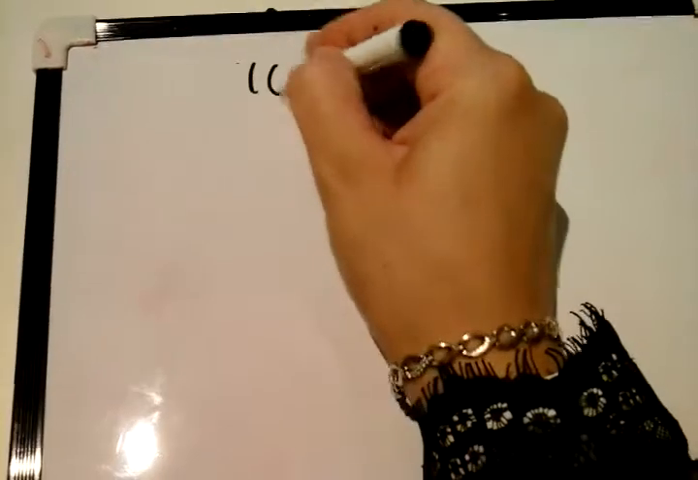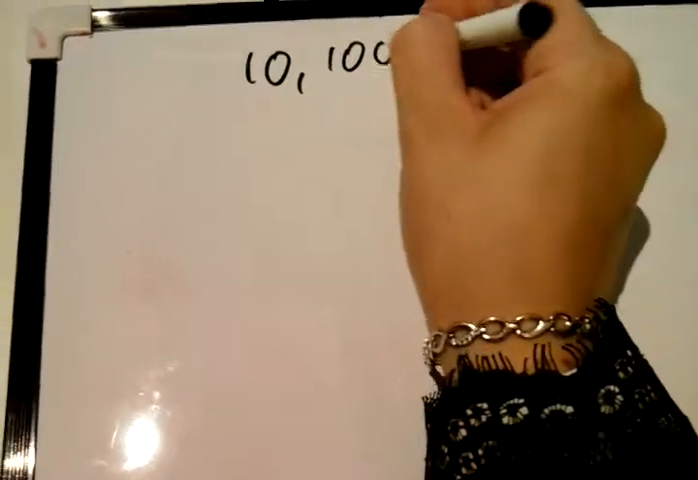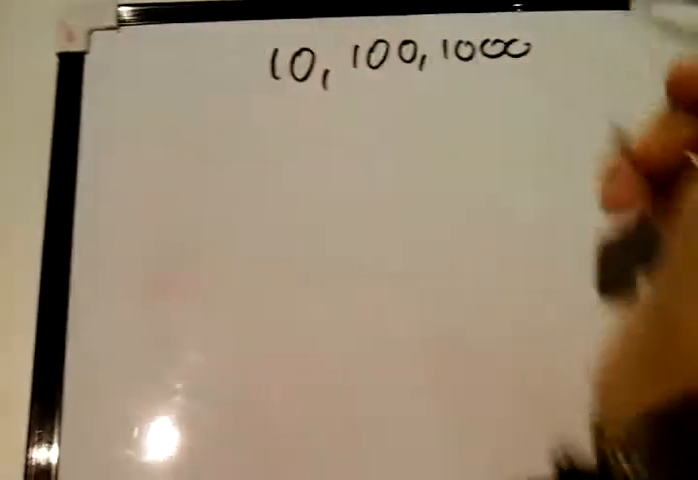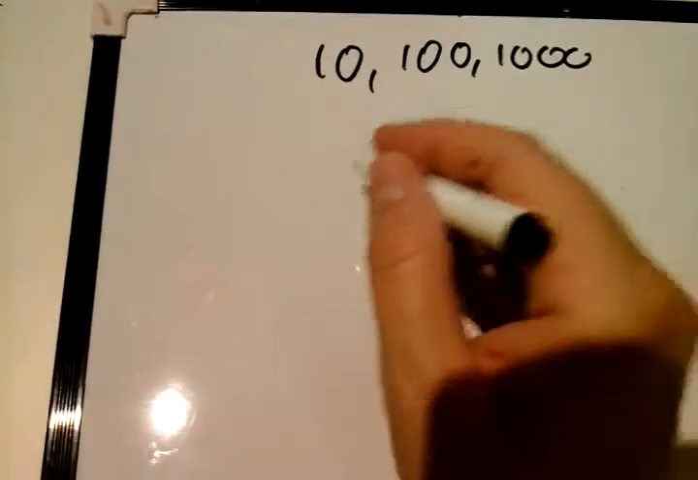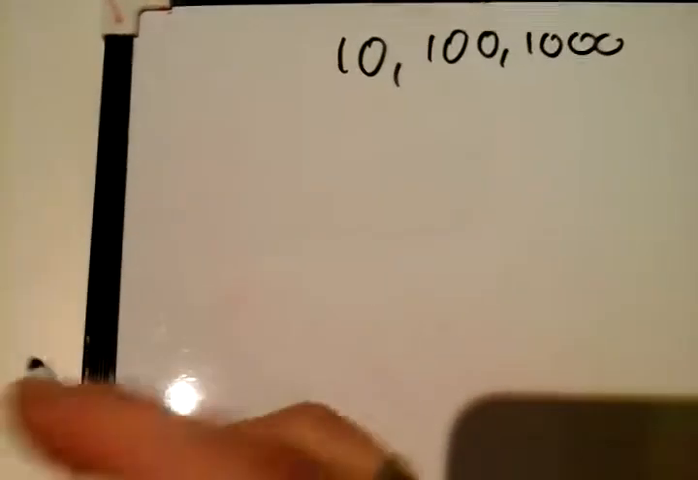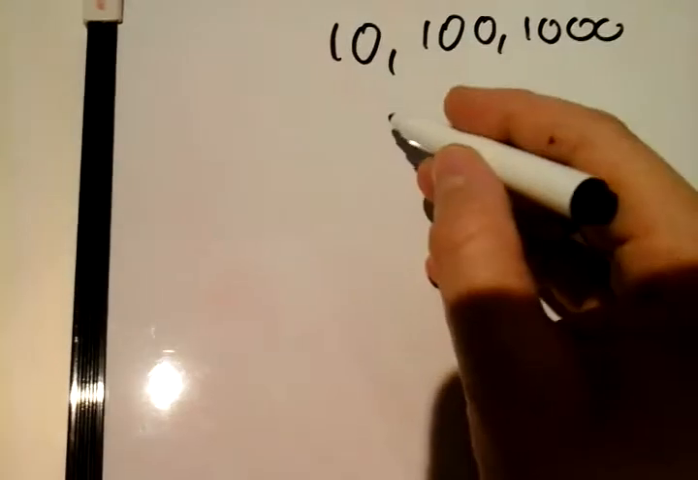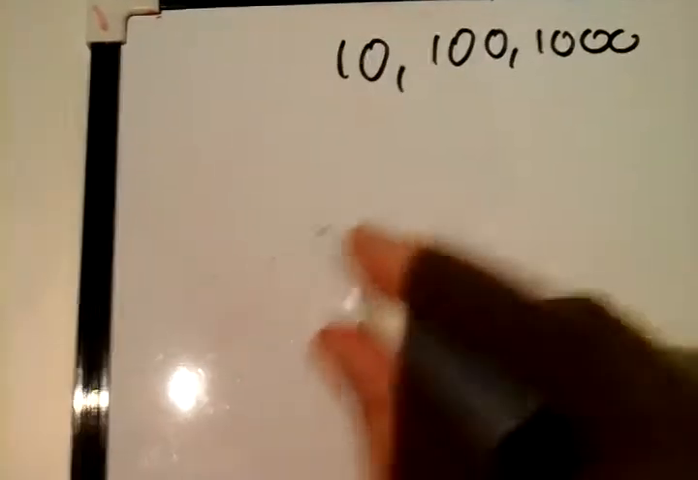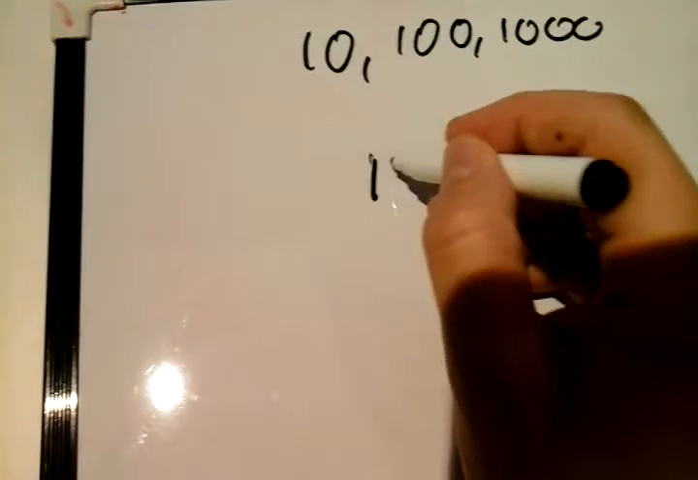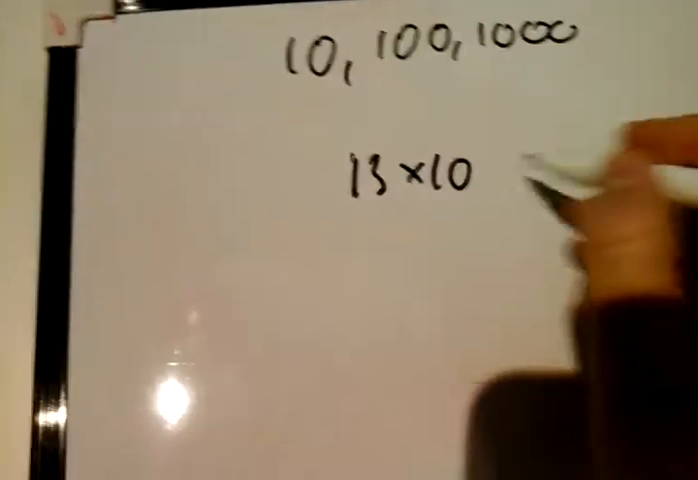Right, this unit is called multiplying and dividing by 10, 100 and 1000. So let's just write this down here. 10, 100 and 1000. Okay? And let's do an activity. So here it's saying let's do one of the questions. So let's do an example. Alright, let's just do 13 times 10.